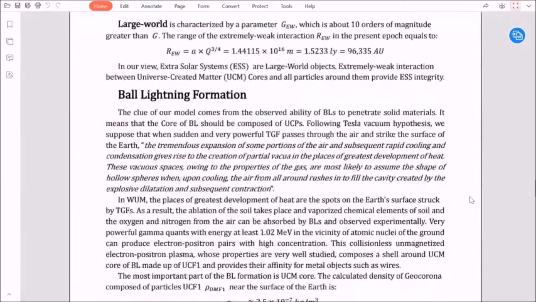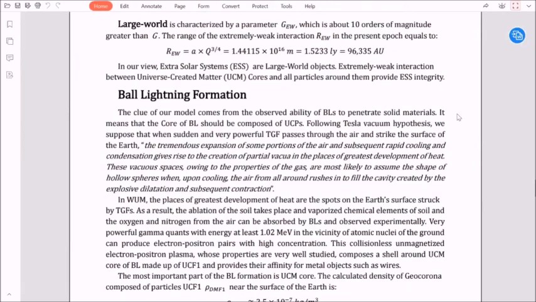Large world is characterized by a parameter g extremely weak, which is about 10 orders of magnitude greater than g. The range of the extremely weak interaction in the present epoch equals this equation, that is 1.5 light years or about 96,000 astronomical units. In our view, extrasolar systems are large world objects. Extremely weak interaction between universe-created matter cores and all particles around them provides extrasolar systems integrity.